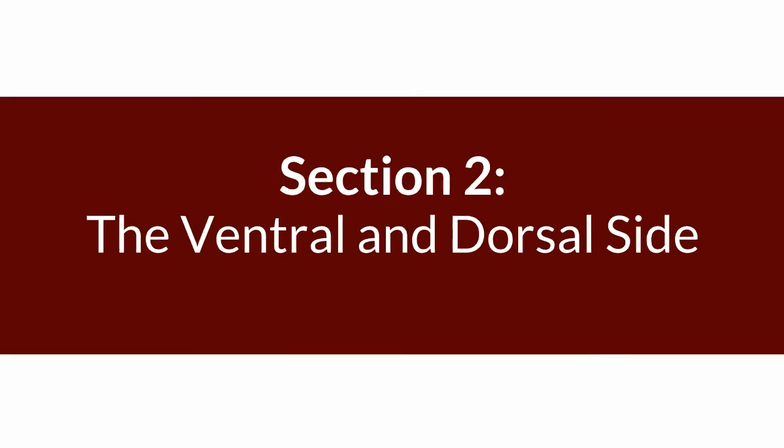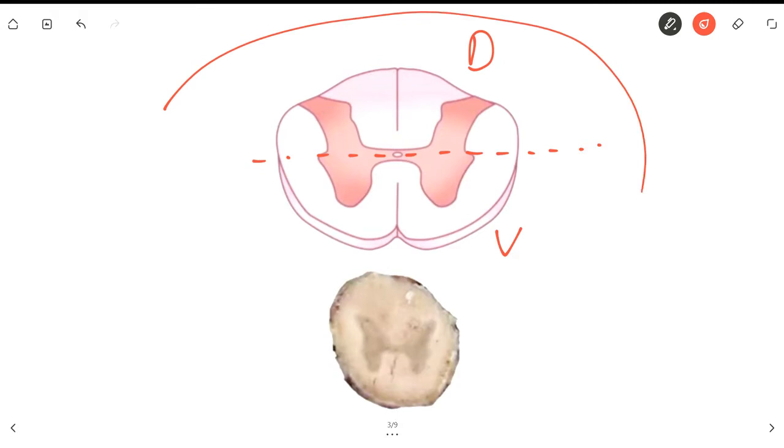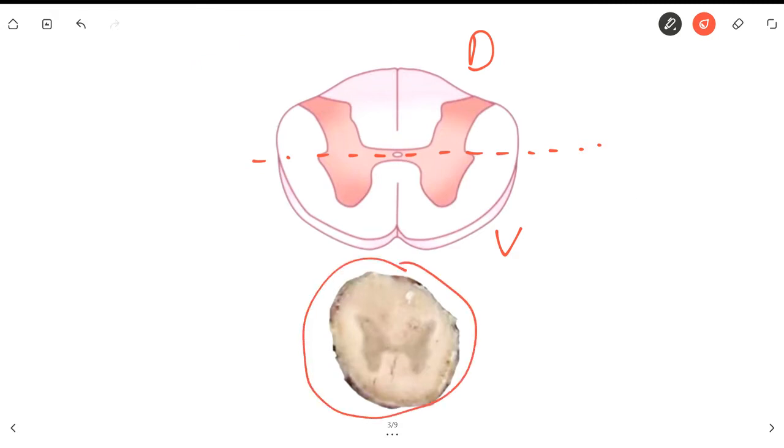But now, I'd like to dive deeper into the gray matter and white matter found in the spinal cord. So let's get right into it. If I draw a line going through the middle of the spinal cord, then this side would be the dorsal side, and this side would be the ventral side. This is an animated picture, and this is an actual picture of how a spinal cord might look. If I draw an imaginary line, this side would be dorsal and this side would be ventral. The dorsal side is the back, and the ventral side is the front.